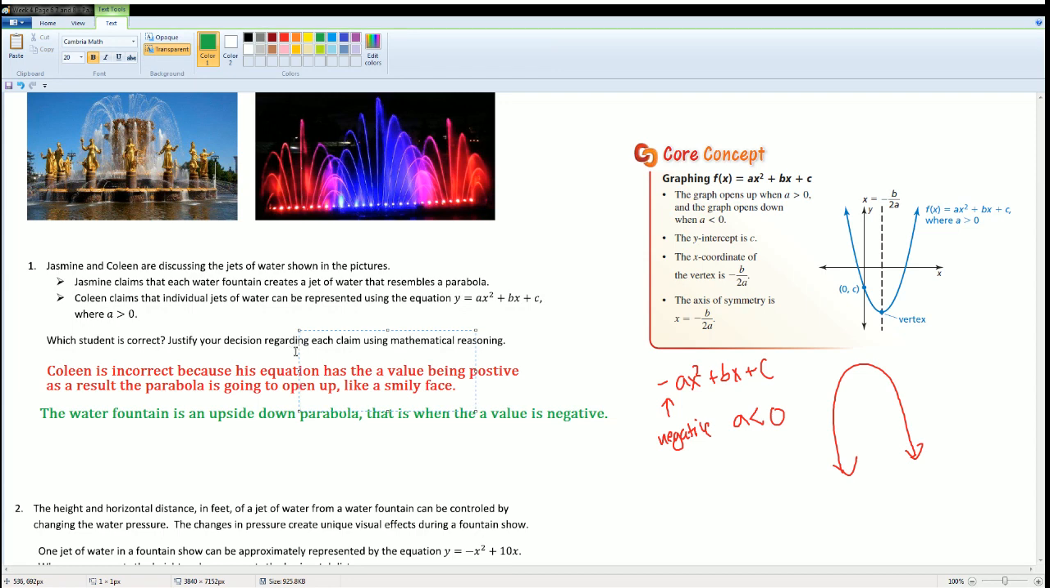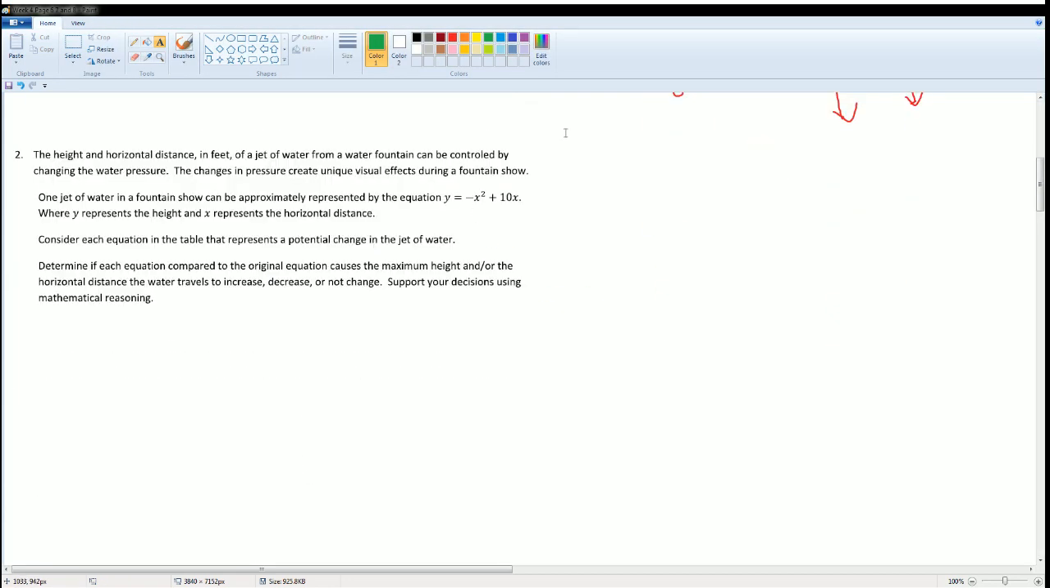Number 2. The height and horizontal distance in feet of a jet water stream can be controlled by changing the water pulse. Here's the equation. Consider each equation in the table that represents a potential change in the jet water. Determine if each equation compared to the equation causes the maximum height or the horizontal distance the water travels to increase, decrease, or not change.